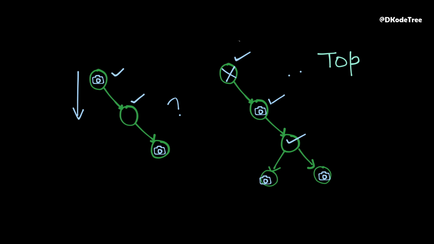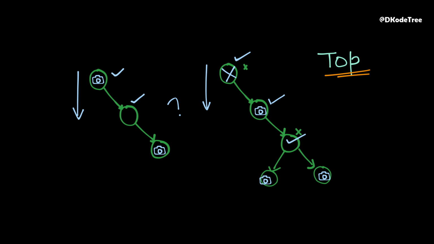And you can see that again, the same thing is happening. Only two cameras at this point and this point would have been enough to cover the entire tree. But as we are going from top down and we don't know the details of the further nodes, we are making a premature decision of not placing a camera here, and that's why we are not getting the optimal result. So we can see that the top down approach will not necessarily give us the minimum number of cameras.